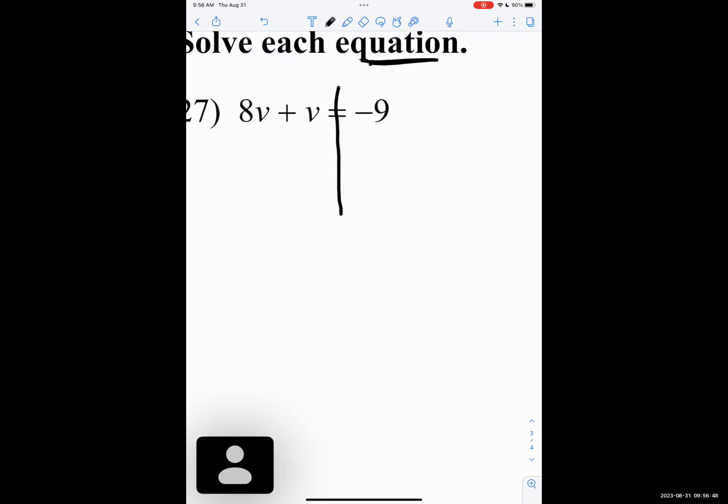Okay, so step 1 is combine like terms. Very quick. Yes, you are awesome. You're both awesome. Good job. Combine like terms. Okay, 8v plus v is 9v. Yeah, and we bring down the -9.